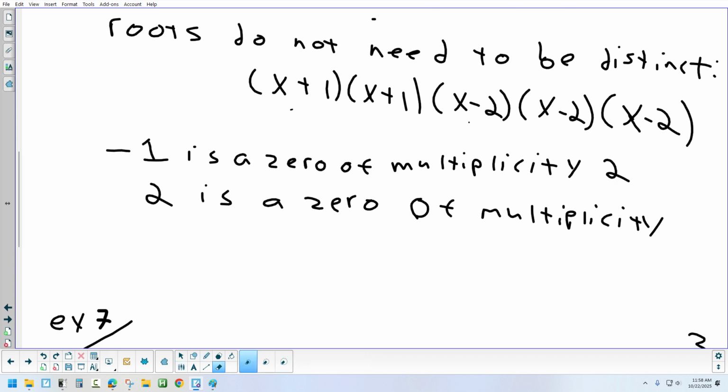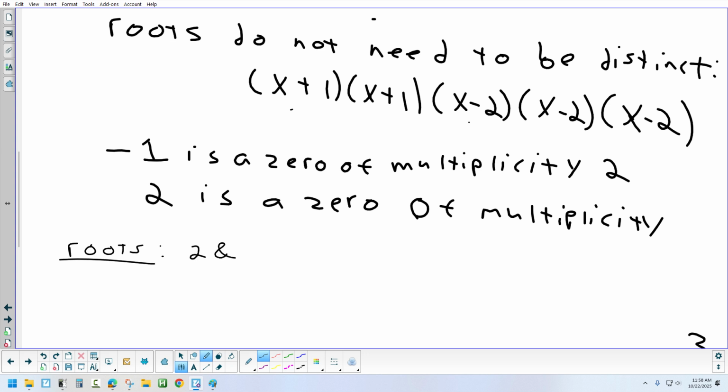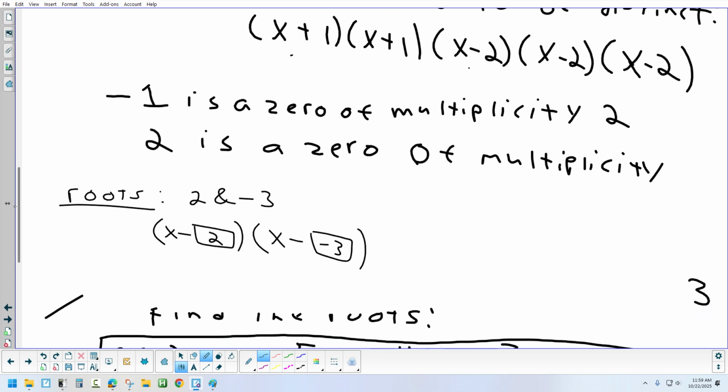Last question. It's kind of like one we did yesterday. If I told you that I had a problem with roots of 2 and -3, what would be the factor that 2 came from? Yep. X minus 2. It's x minus whatever I told you the root was. How about -3? What would be the factor that comes from? Yep. X plus 3. X minus whatever I told you the root was, which in this case would be x plus 3.